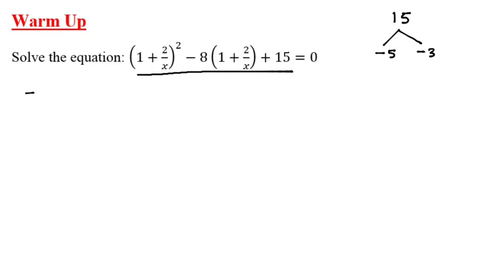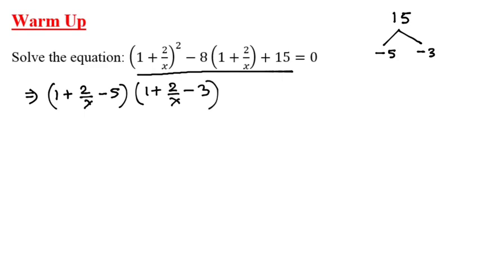So when we factor this, it will be (1 + 2/x - 5) and (1 + 2/x - 3) equal to 0. You can simplify these factors a little bit, so it will be 2 over x minus 4, and the other one is 2 over x minus 2. So you have two factors multiplied together to give 0.